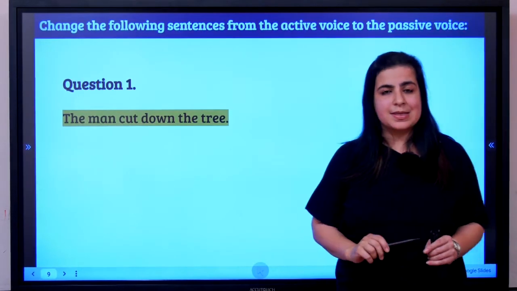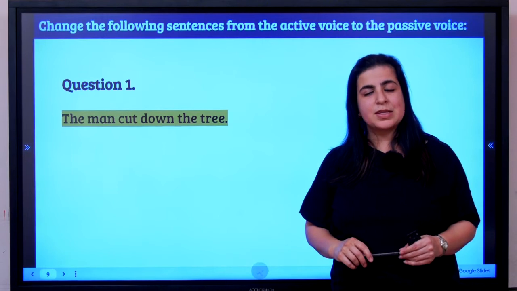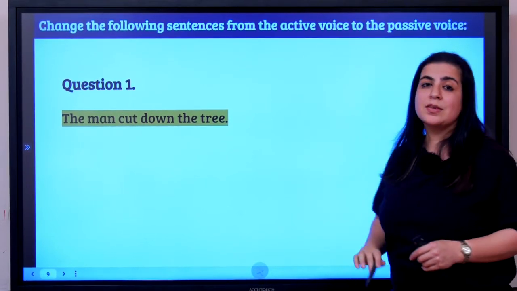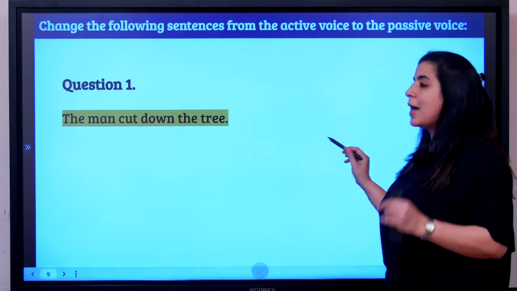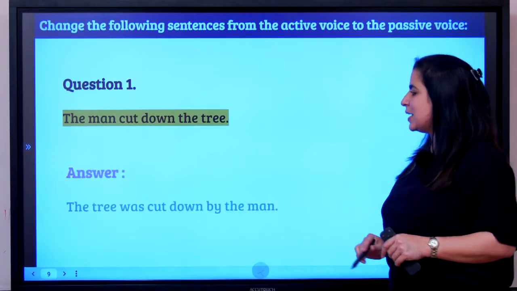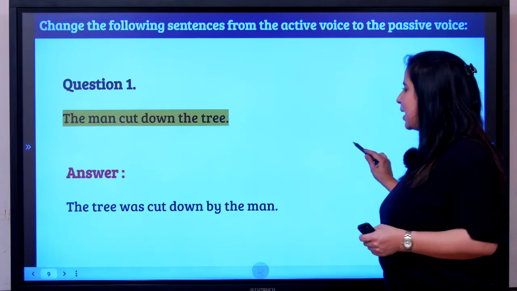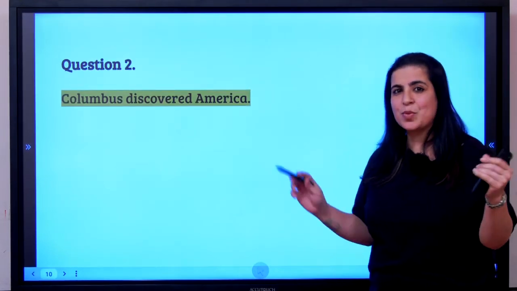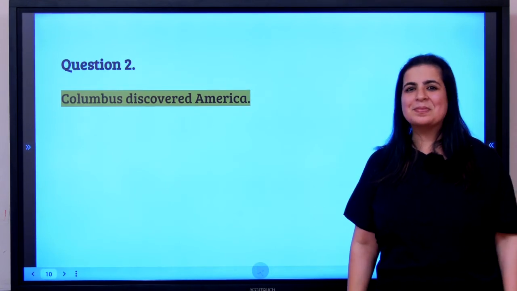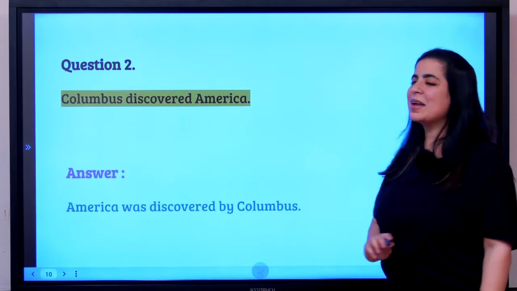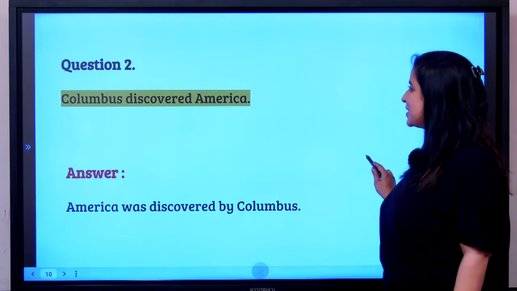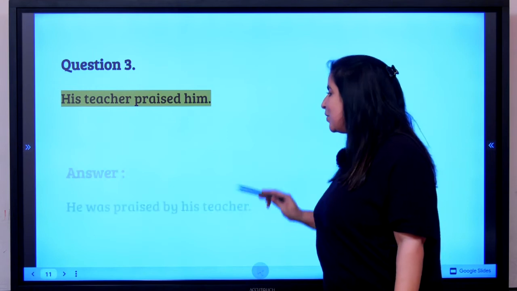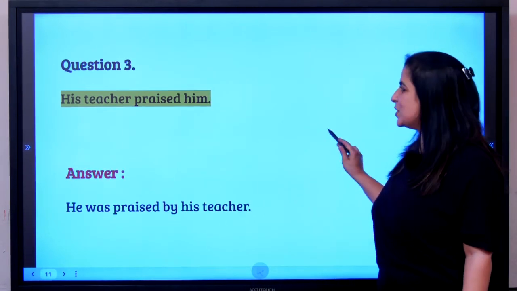Now we have some exercises, very few exercises from your textbook. Let's solve them. Change the following sentences from active voice to the passive voice. The man cut down the tree. Yes, the tree was cut down by the man. Columbus discovered America. Can you guess before I click it? You got it right. America was discovered by Columbus. Question 3. His teacher praised him. He was praised by his teacher.